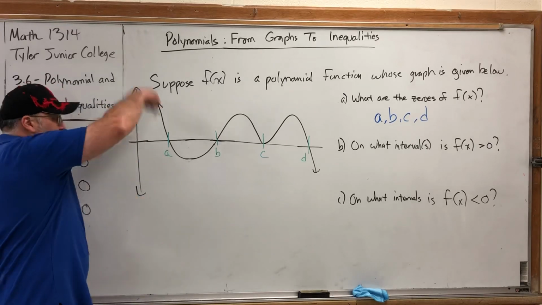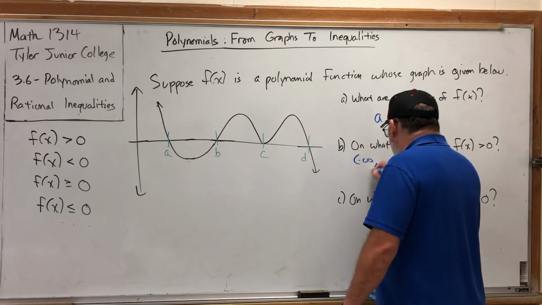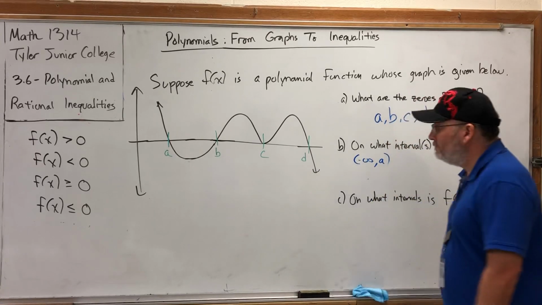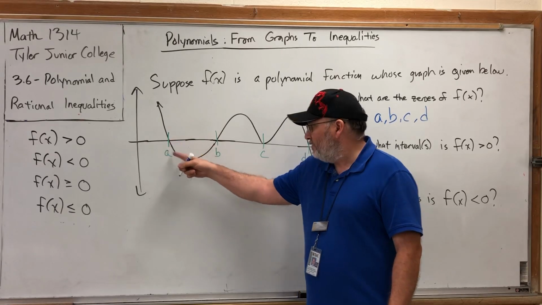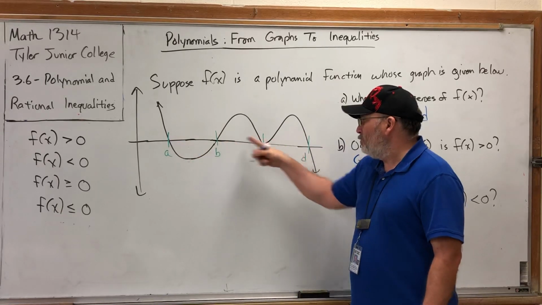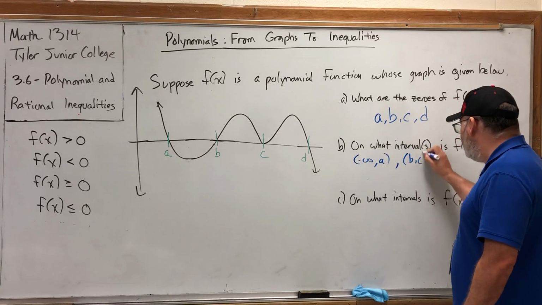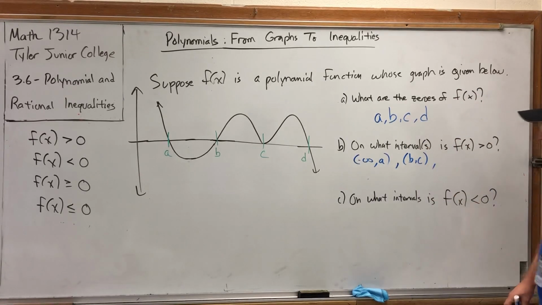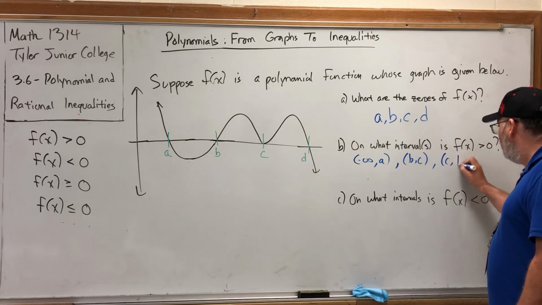Well, it starts out above the x-axis back at negative infinity until it hits a. But once it hits a, it's no longer above the x-axis until it hits b. Between b and c, it's above the x-axis, so the interval from b to c. And similarly, the interval from c to d is above the x-axis.